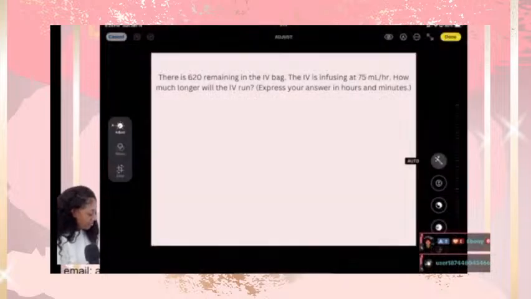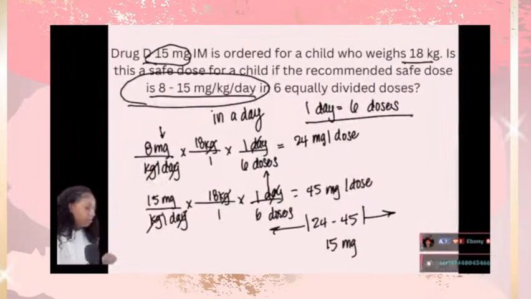Third step. Hey, Risa, that one was for you because you sure enough asked me about safe dose. All right. Third step. I don't know, I didn't count my steps.